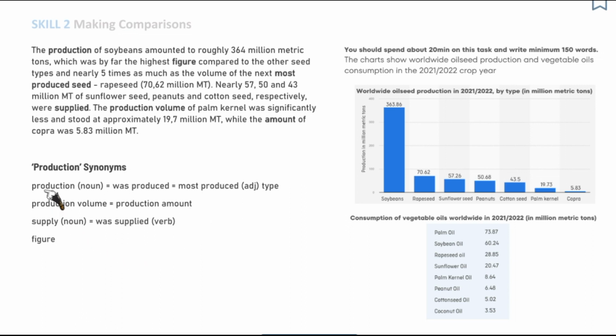A synonym of the word production is the word supply. Supply can be used as a noun, and it can be used as a verb, was supplied. And of course, when we mention numbers, we can always use the word figure. It is a very useful word in general for Writing Task 1 Academic. So in this paragraph, I have highlighted all of the synonyms that I have used. Again, if you use synonyms, it's very good for the score.